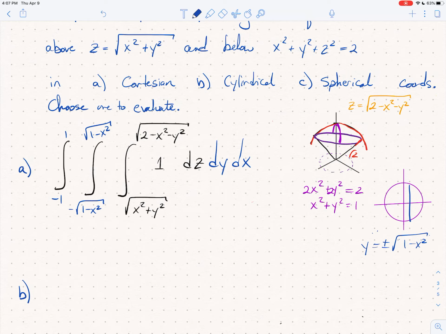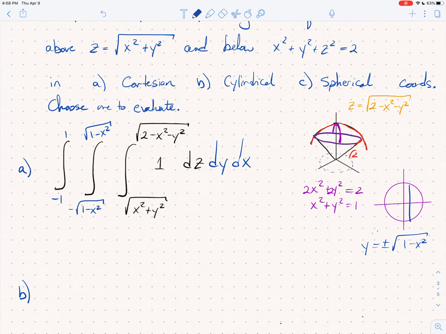Now, pause for a moment and just realize how unpleasant this is going to be. It's going to be awful. There's going to be radicals flying everywhere. Very, very miserable.